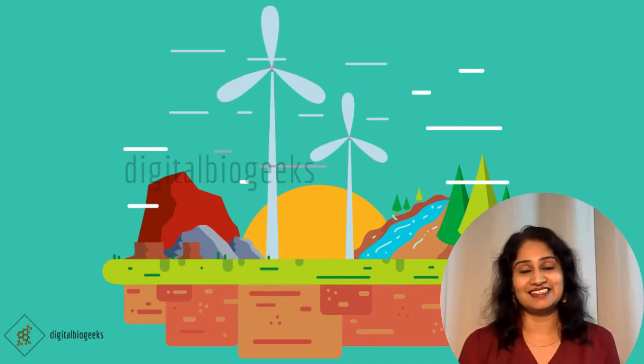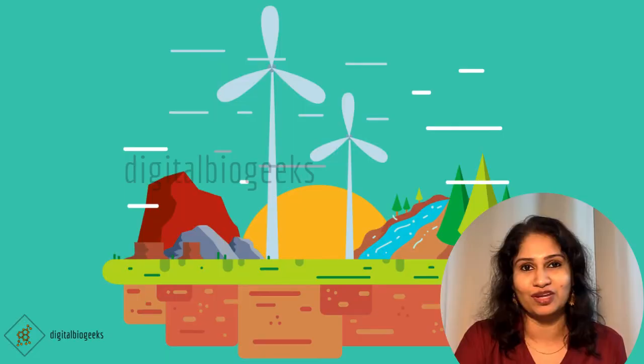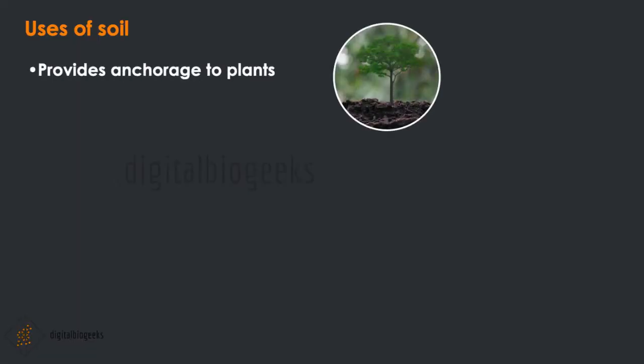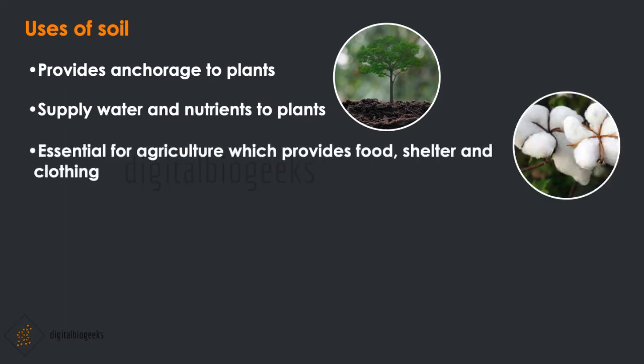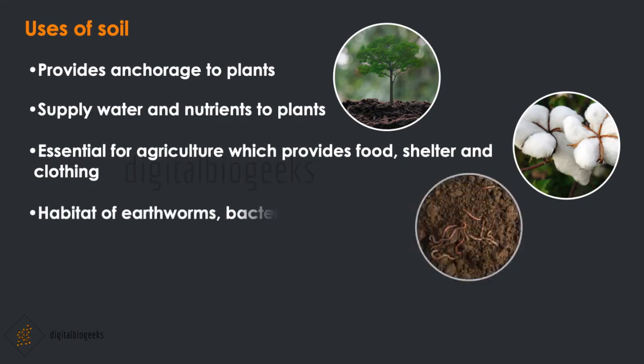First, let's understand what are the uses of soil. Soil provides anchorage for the plants and supplies water and nutrients to them. Soil is essential for agriculture. By doing agricultural activities, we get food, shelter, and clothing. We get cotton from cotton plants and linen from flax plant. Soil is the habitat for many organisms like earthworms, bacteria, fungi, ants, etc.